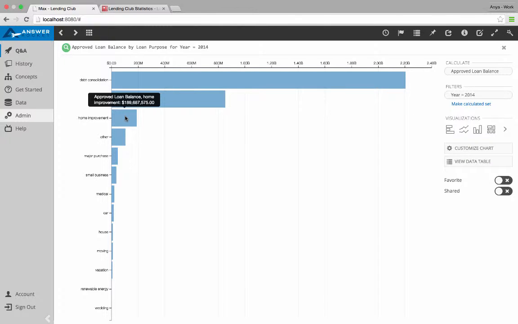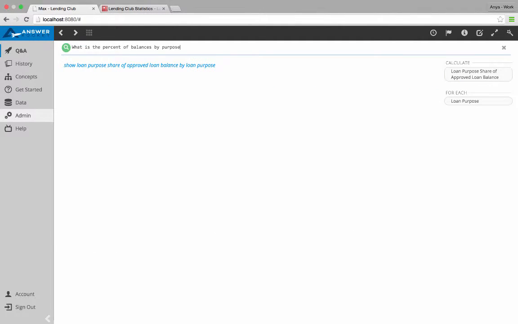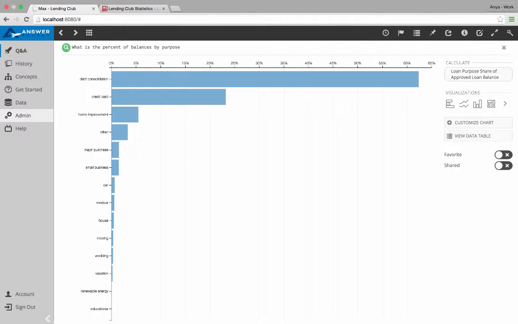I can continue drilling down on this line of questions, or I can clear the search box to ask a new question. I'll use speech-to-text functionality to ask, what is the percent of balances by purpose? A majority of loans are for debt consolidation, followed by credit card and home improvement.